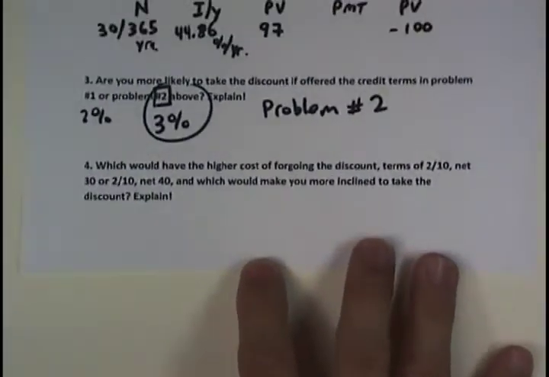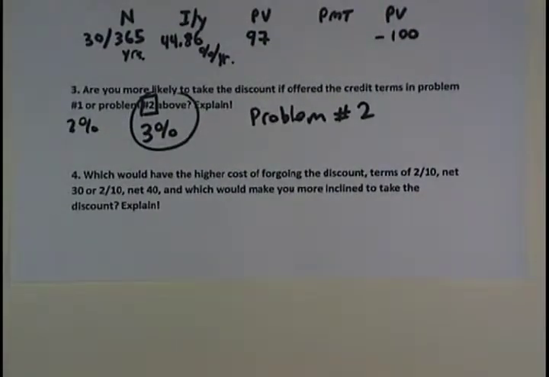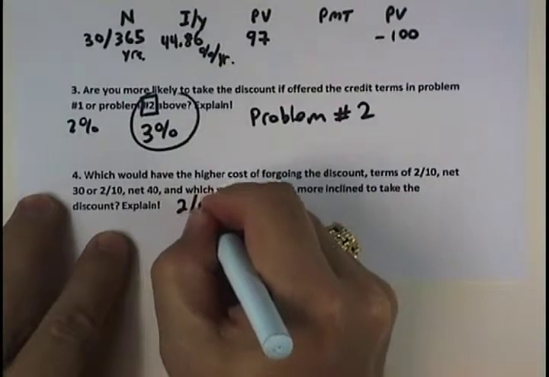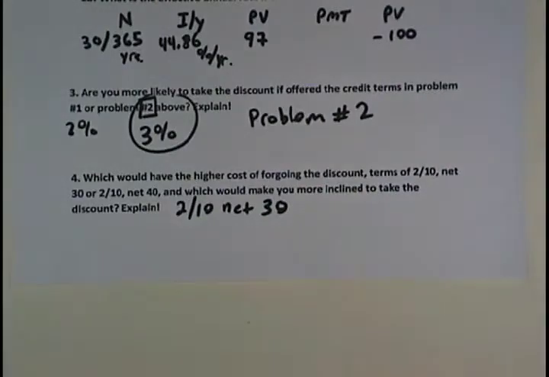In problem number 4, it says, which would have the higher cost of foregoing the discount? In terms of 2/10 net 30 or 2/10 net 40? Well, there would be a higher cost if it's terms of 2/10 net 30. Again, whatever causes you to be more likely to take the discount must mean you're incurring a higher cost if you don't. I am more likely to take that 2% discount if I would have to turn right around and pay the full invoice price pretty soon thereafter versus being given a whole lot of additional days.